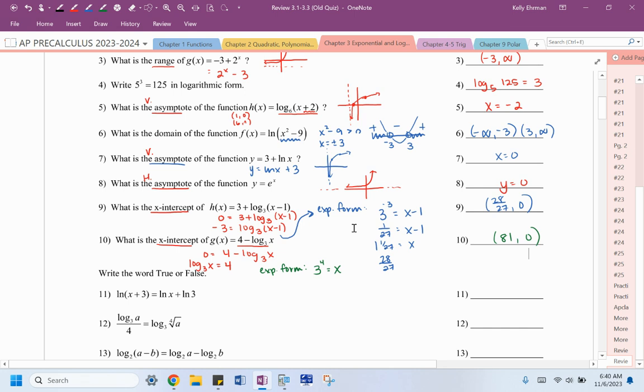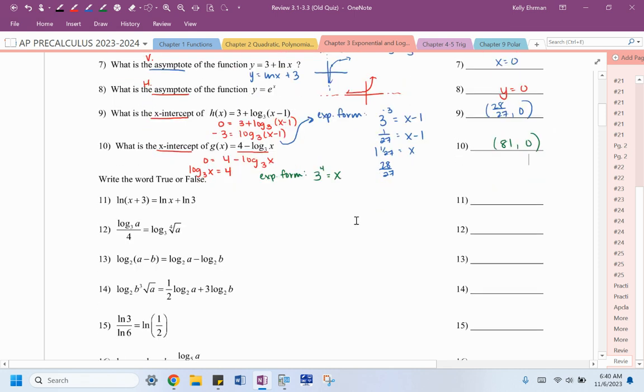If you don't know your powers of 3, pick one you know. I think we all know 3 to the 3rd is 27. And then if you're trying to figure out 81, 243, whatever, just start multiplying by 3 and see what happens.